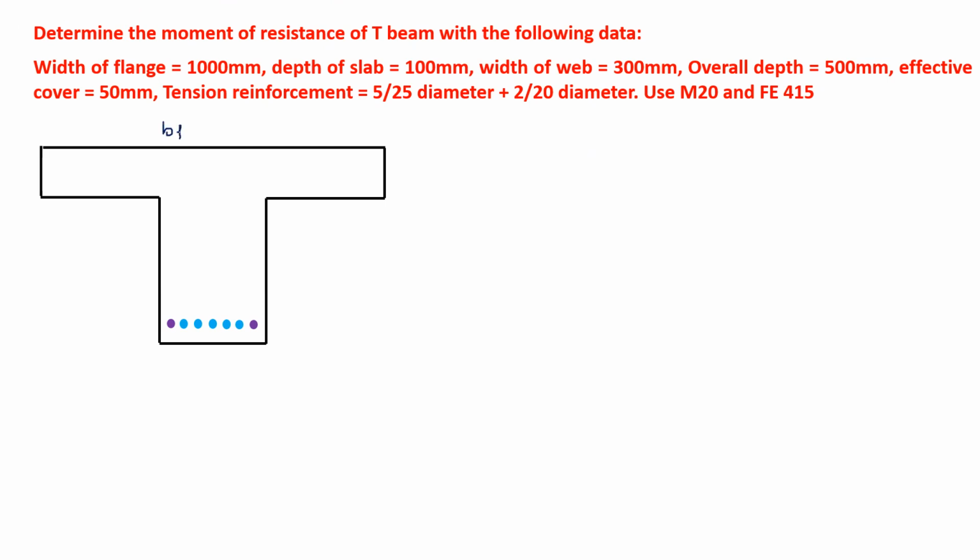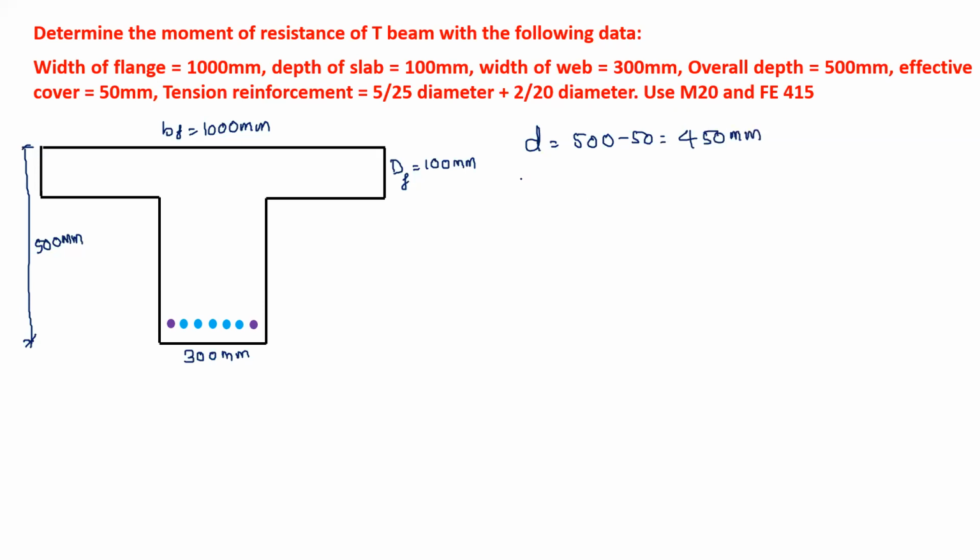So we have BF, 1000 millimeter. We have given depth of slab DF, 100 millimeters. Width of web, we have 300 millimeters. Overall depth 500, so this overall from this to the end of fiber, this is 500 mm. Effective cover 50. So we have D equal to 500 minus 50, which will be 450 millimeters.